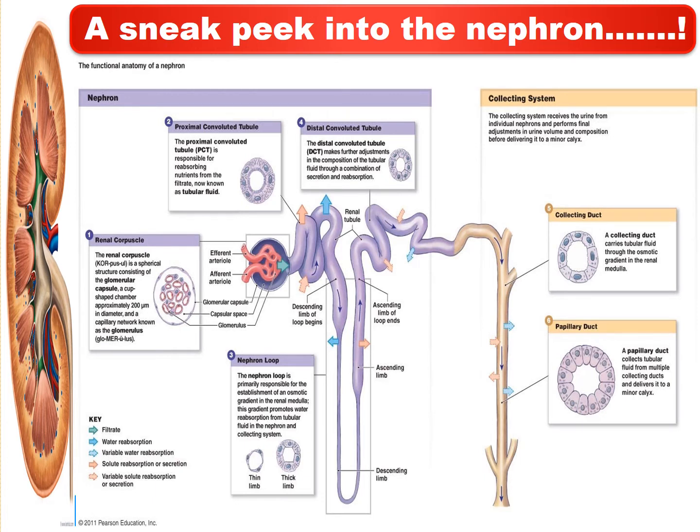This is how the urine formation takes place through the physiological function of the nephron by the glomerular filtration, tubular reabsorption and tubular secretion. Here the filtrate, variable water reabsorption, solute reabsorption or secretion and variable solute reabsorption or secretion take place throughout the physiology of urine formation. This is how the nephron shows its physiology.